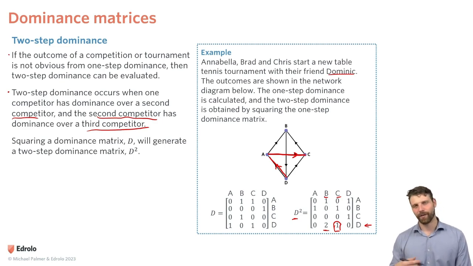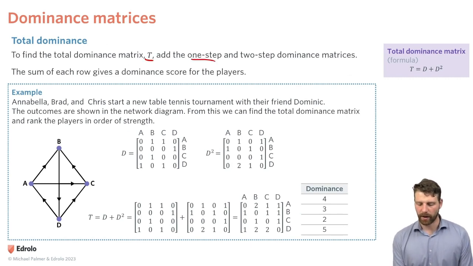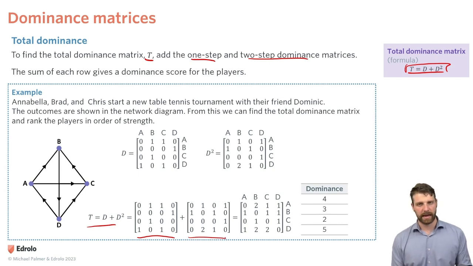Okay, so all of that information is encoded in that matrix, and if we want the total dominance, we can add those two. Okay, so that brings us to this slide on total dominance. To find the total dominance T, add the one-step and two-step dominance matrices, just like we did with one and two-step communication matrices. This is really the same idea. Okay, there it is there. So here's our matrices from before, just the same examples. If we add them together, then we get this matrix.